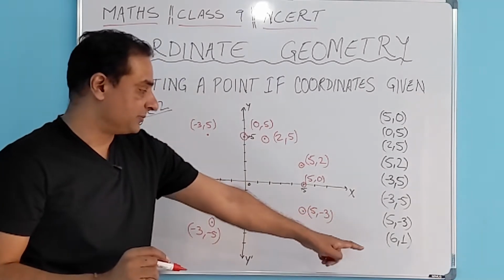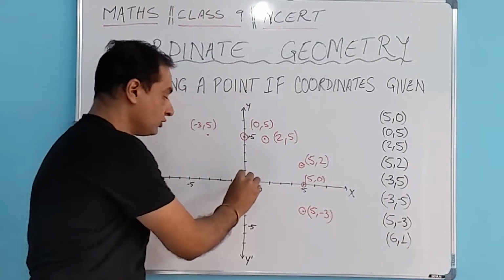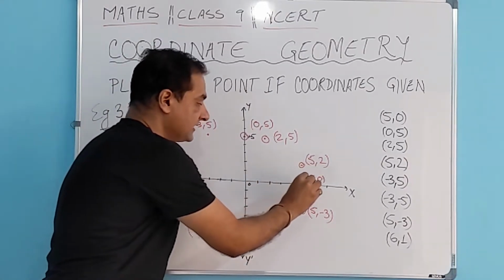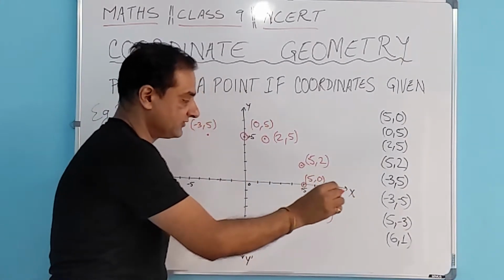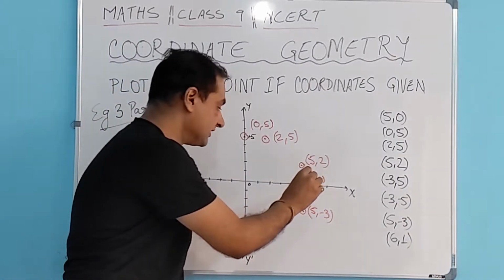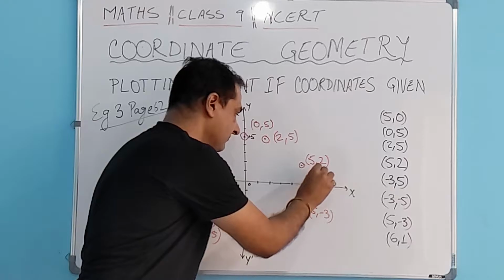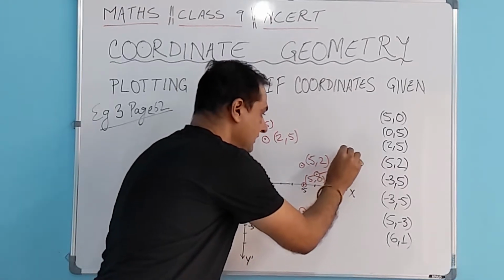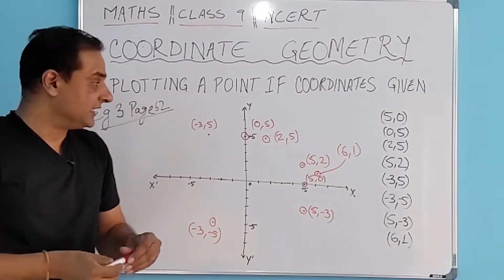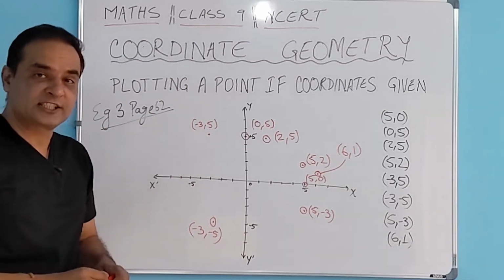Last one in this example, 6, 1. So the x coordinate is 6. First we reach this x coordinate, which is positive 6, and then it is 1. So we go up in the positive direction of the y-axis and we locate it somewhere here. This point is 6, 1. So this completes our example number 3 on page 62.